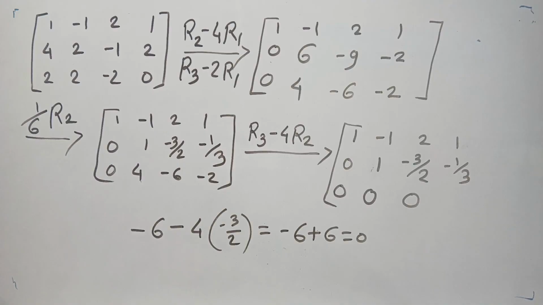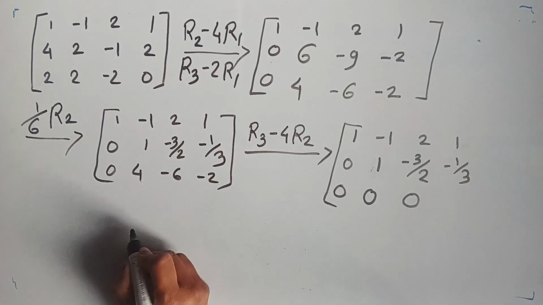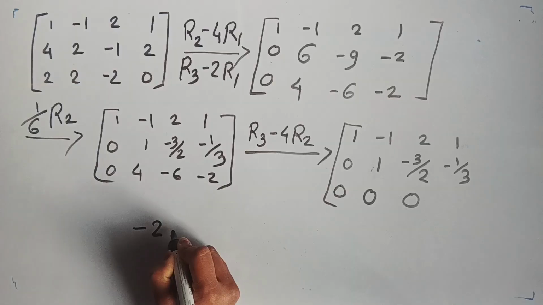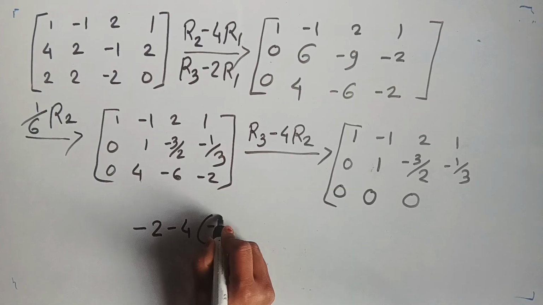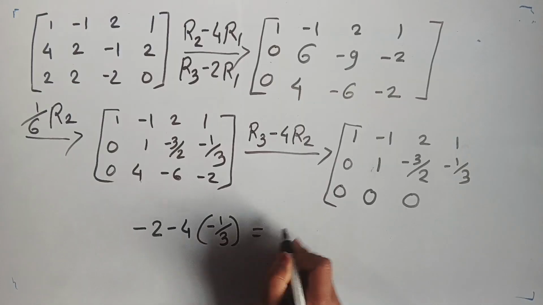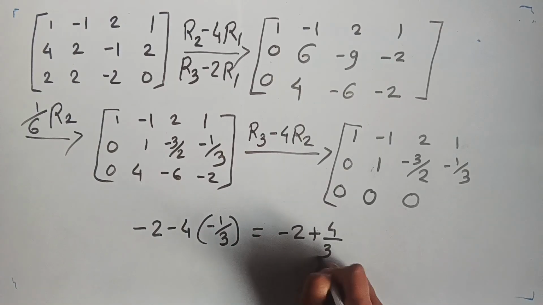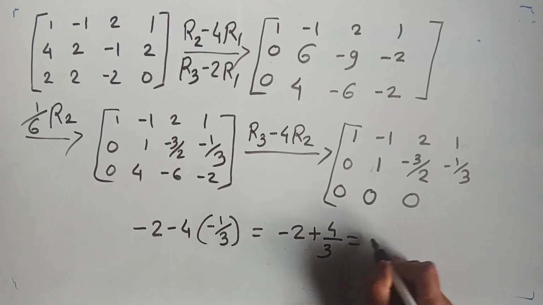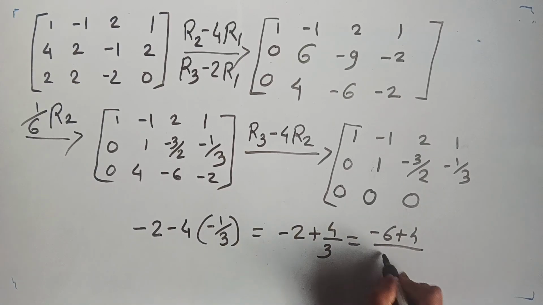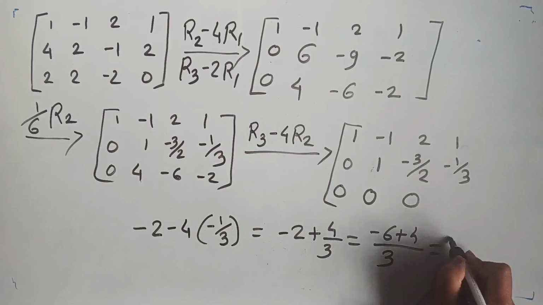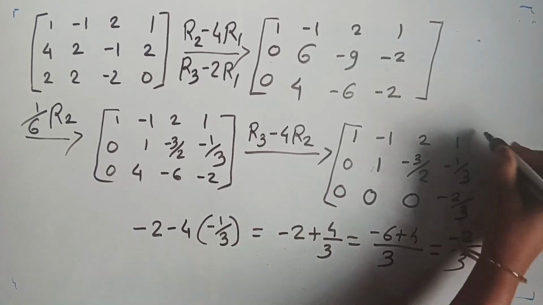Okay. And the last entry is minus 2 minus 4 times minus 1 by 3. That is minus 2 plus 4 by 3. So it is equal to minus 6 plus 4, denominator same केला, is equal to minus 2 by 3. Okay, so it is minus 2 by 3.